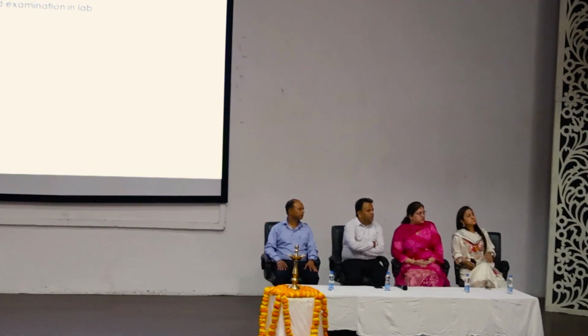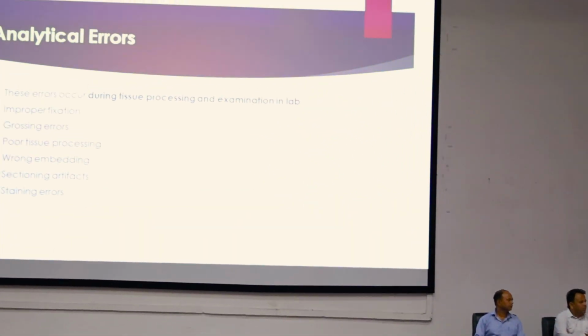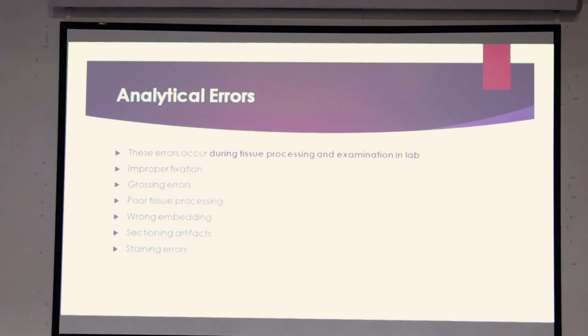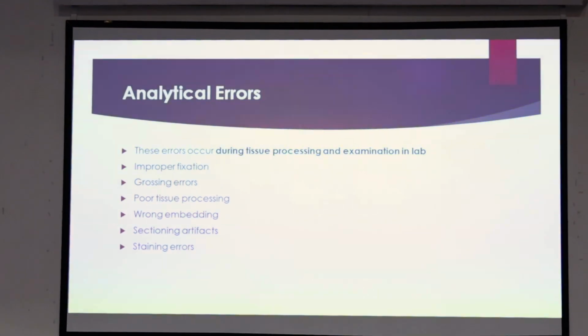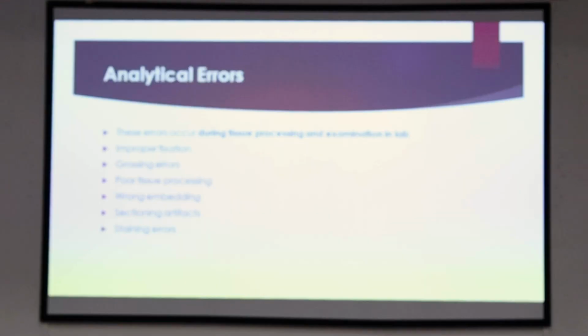Now, let's begin with analytical errors. These errors occur during tissue processing and examination in the lab. They are improper fixation, grossing errors, poor tissue processing, wrong embedding, sectioning artifacts, and staining errors.